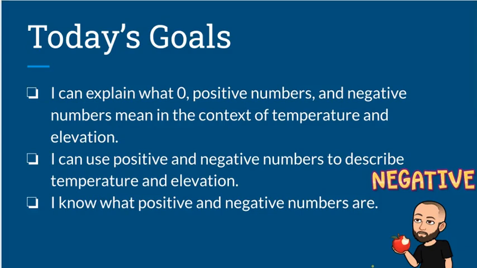I can use positive and negative numbers to describe temperature and elevation, and I know what positive and negative numbers are. So this is the first lesson in this unit, so make sure that you've got Unit 7 that we're talking about numbers. We're looking at what are called rational numbers, actually. You have your I cans, today's date, and you're ready to move on.